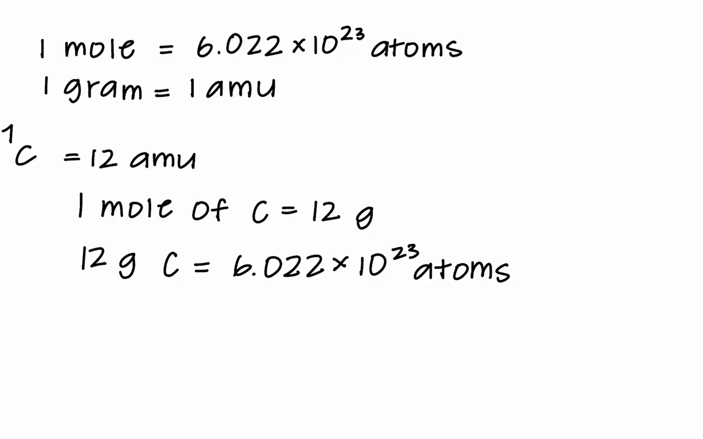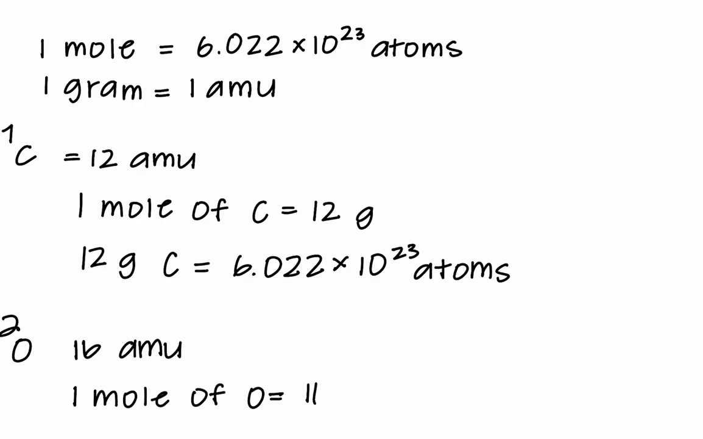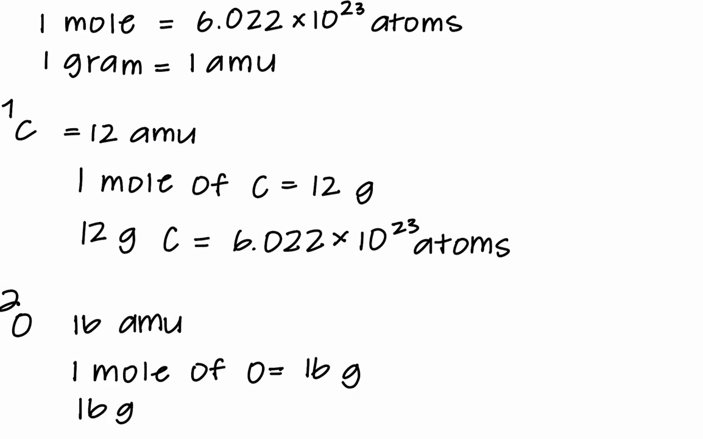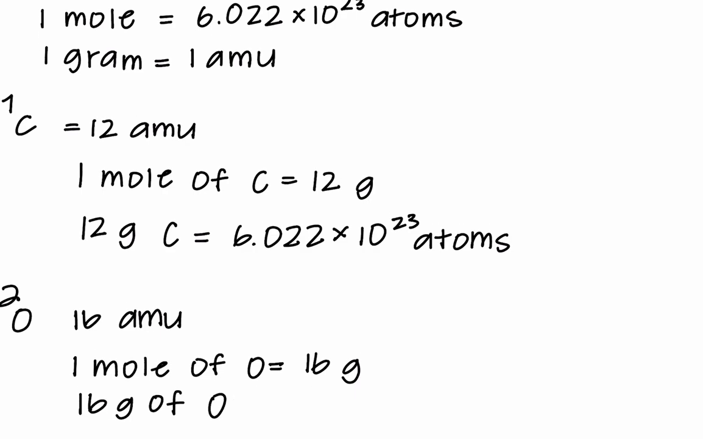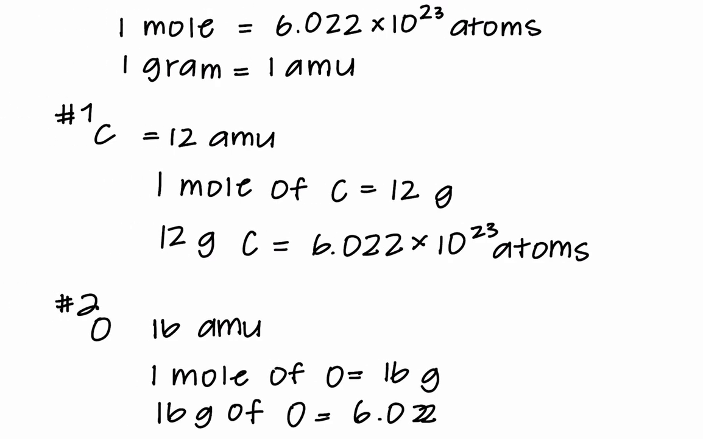Now let's use an example for oxygen. So oxygen has 16 AMUs. 1 mole of oxygen is equivalent to 16 grams, since again, 1 gram is equal to 1 AMU. In this case, this means that in 16 grams of oxygen, there's exactly this amount of particles.